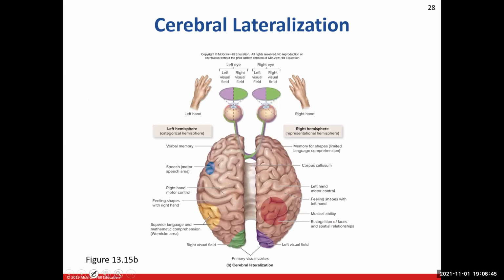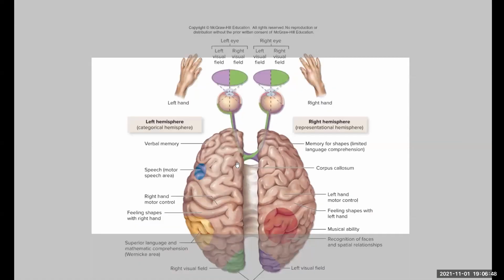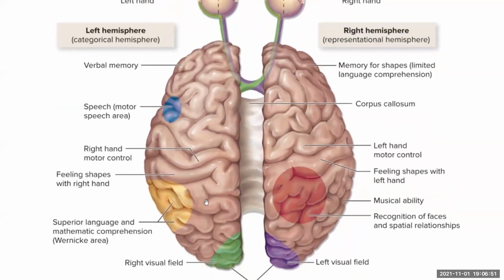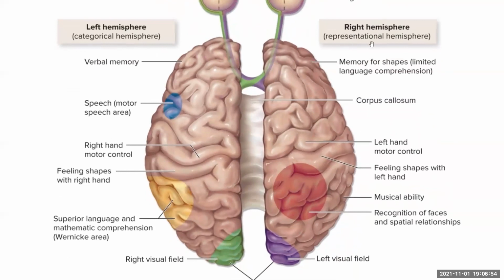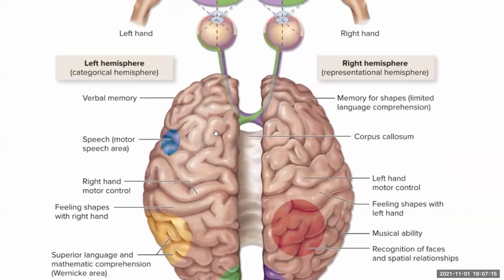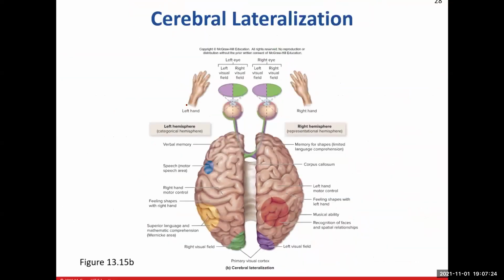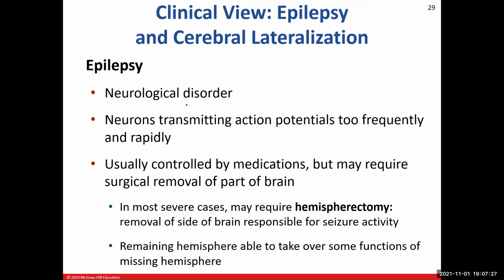So you can see here on this drawing, we'll go with the right-handed person, the right hemisphere is going to be that representational one. This is going to be like the creative side. And then on the left side over here, that's our categorical hemisphere. Here's that Broca's area, the motor speech area. And then back here, you've got your Wernicke's area. That's going to be for your language comprehension. So primarily in a right-handed person, this is what we're going to see. The right is going to be the representational, the left is going to be the categorical. But if you're left-handed, it doesn't matter, either or.